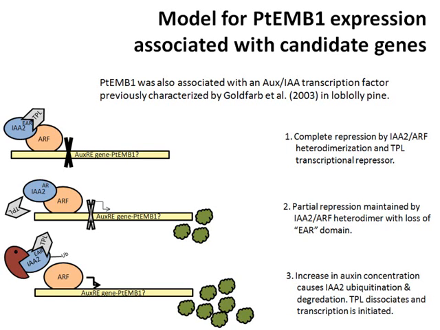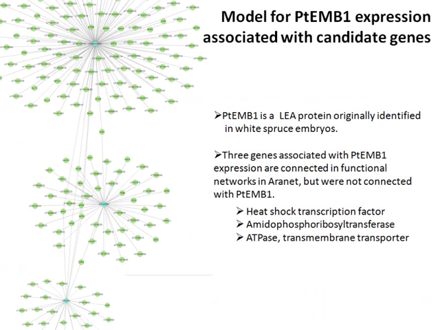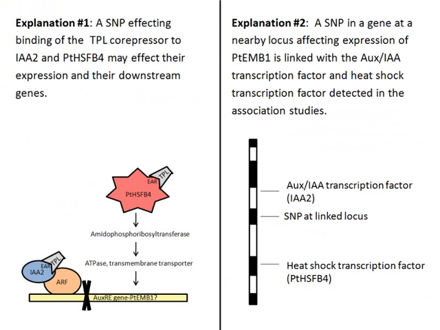It also requires this TPL repressor in order to fully repress. If you lose the domain for that binding, you get partial expression of auxin-responsive genes. So we went back to these 3 genes again and looked at their sequences, and we found that, lo and behold, the heat shock transcription factor also has an ear domain where TPL can bind. So that led us to hypothesize that there were two possible explanations for this.